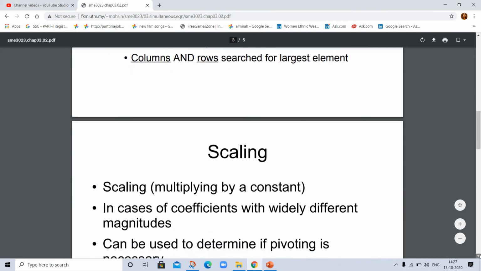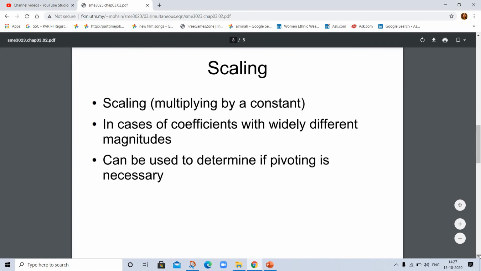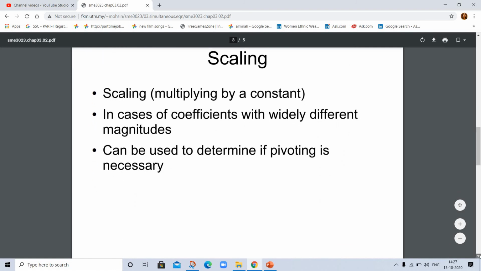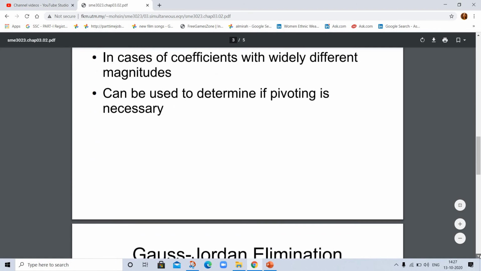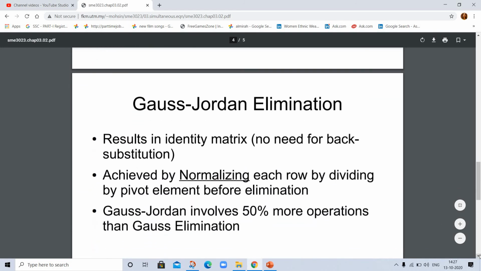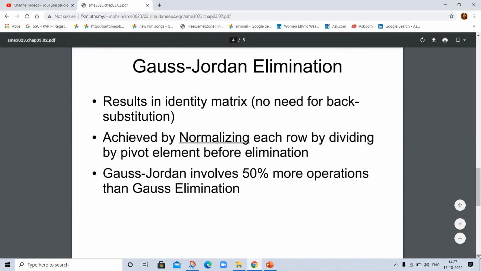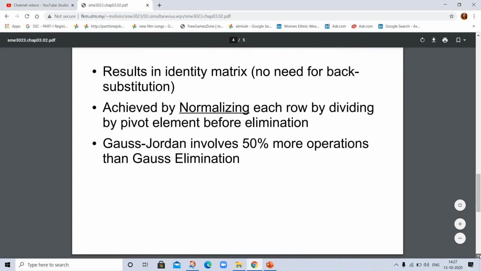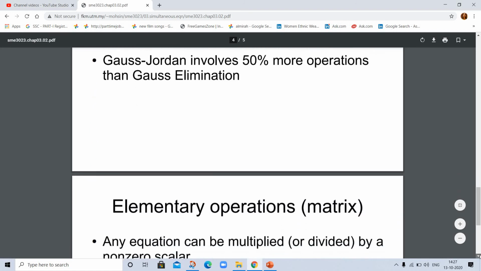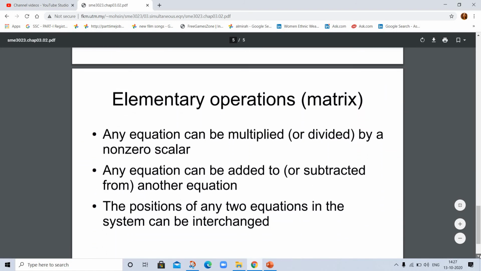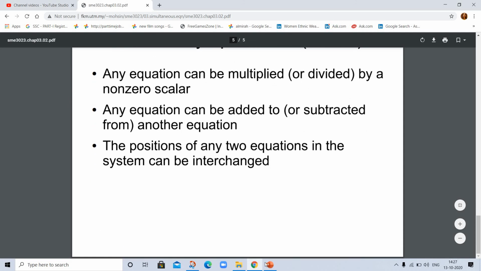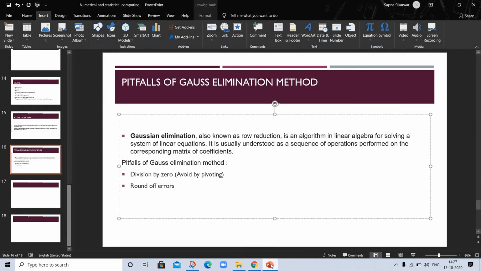Scaling. Multiplying by a constant in cases of coefficients with widely different magnitude can be used to determine if pivoting is necessary. And the Gauss-Jordan method we can also use to avoid this. And here is the elementary operation matrix. Okay. The question is here, Gauss elimination pitfalls.